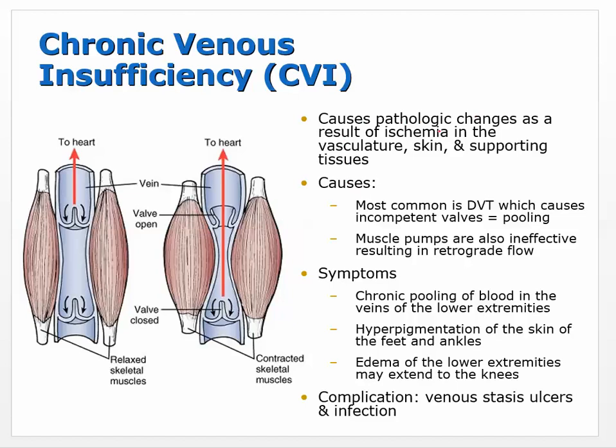So it causes pathological changes as a result of ischemia in the vasculature, skin, and supporting tissues. The most common cause is deep vein thrombosis, which causes incompetent valves and pooling. Okay, so muscle pumps are also ineffective. So this is what a muscle pump looks like. When the muscles squeeze, it pushes blood up, and then when they relax again, it closes those valves. So chronic pooling of blood in the veins of the lower extremities, hyperpigmentation of the feet and ankles, edema of the lower extremities, and it may extend to the knees. Complications: venous stasis ulcers and infection.